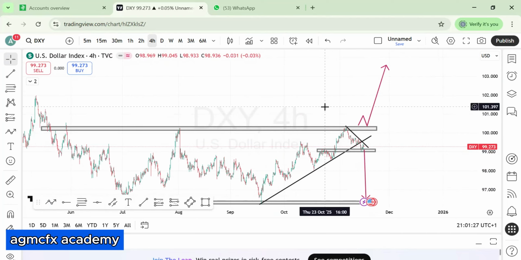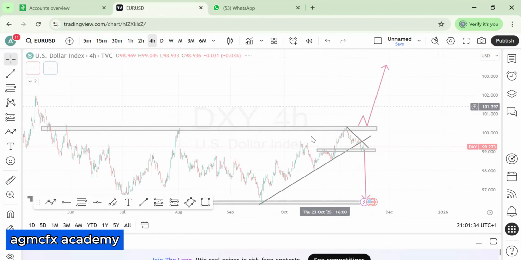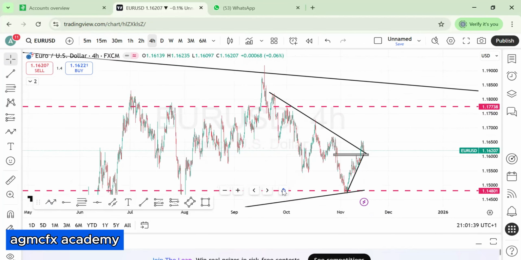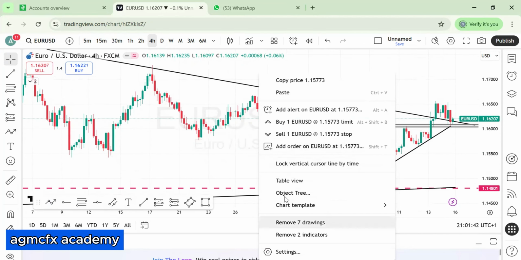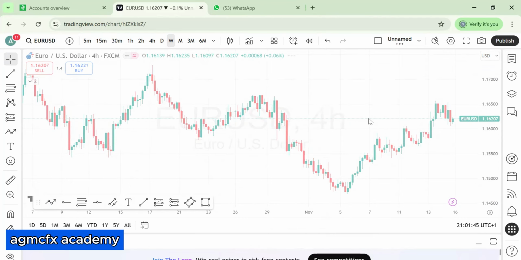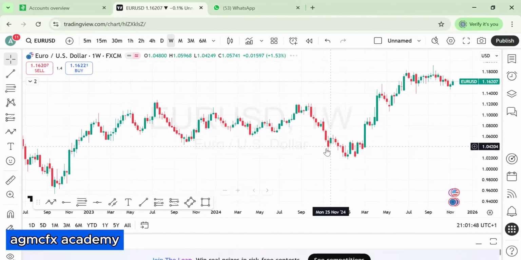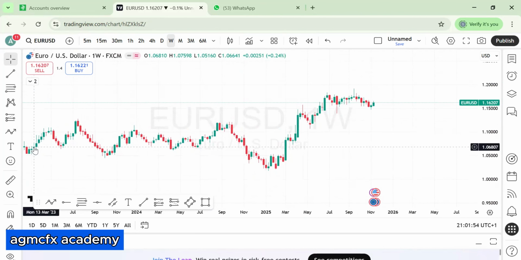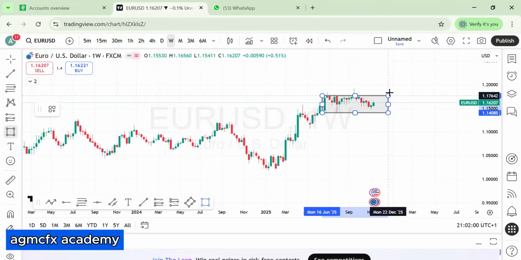So let's go to the next chart and the next pair. So this is Euro USD. Let's do analysis on Euro USD and see where the market is going. On the weekly chart, you can see the market has been ranging for some weeks now.